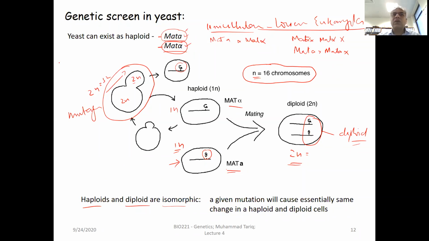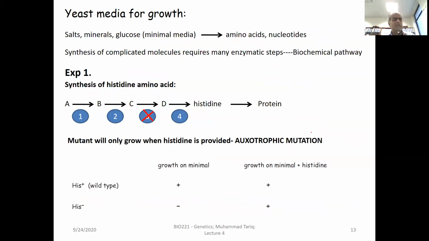So by crossing, you can cross this haploid, observe its phenotype, cross it back to wild type. If the phenotype is dominant, then you say my mutation is actually dominant. If the phenotype disappears and wild type dominates, you say your mutation is recessive. Same things like we do in higher eukaryotes.